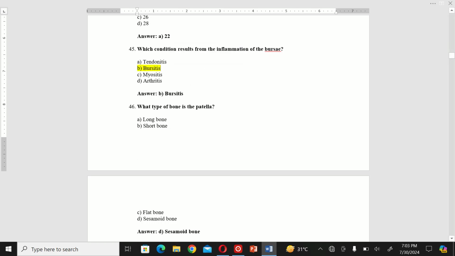The next MCQ is what type of bone is the patella? A. Long bone, B. Short bone, C. Flat bone, and D. Sesamoid bone. So the correct option is D.